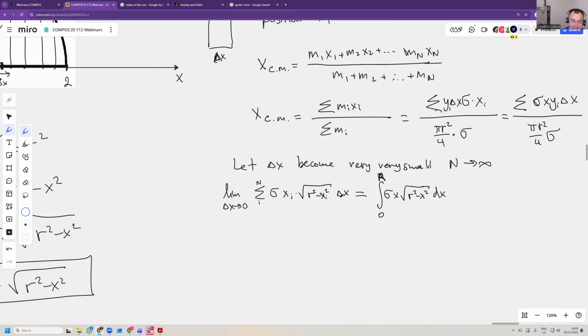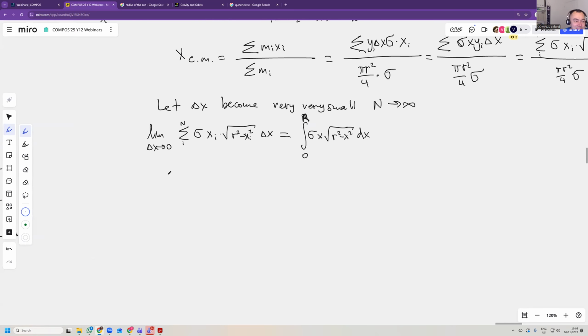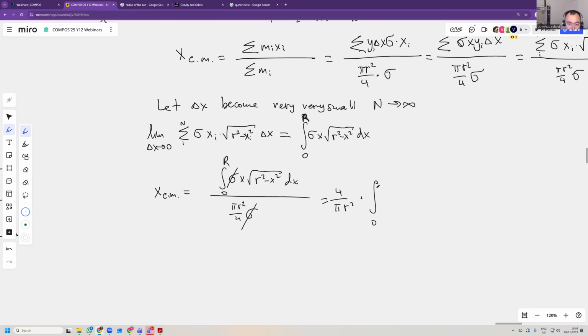0 to r. And that's how you do it. And then x center of mass is the integral from 0 to r of sigma x square root of r squared minus x squared dx, over pi r squared over 4 sigma. Now, sigma cancels. Of course, it's a constant, so we don't care about that. So it's going to be 4 divided by pi r squared multiplied by the integral from 0 to r of x square root of r squared minus x squared.